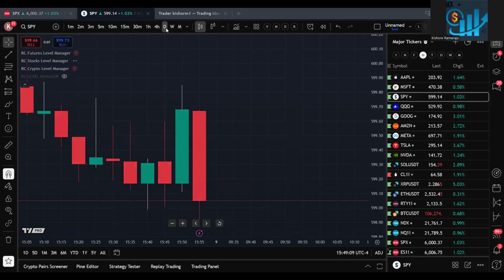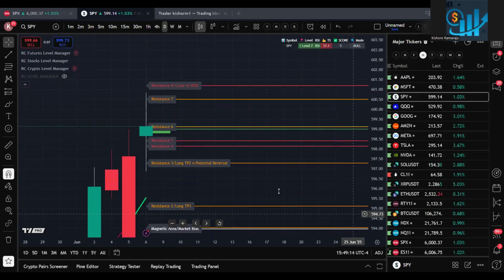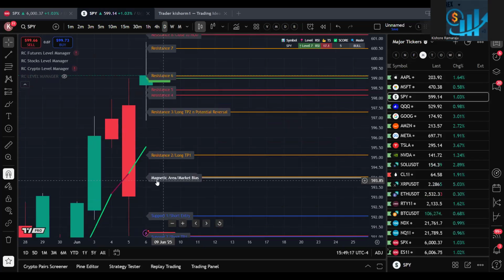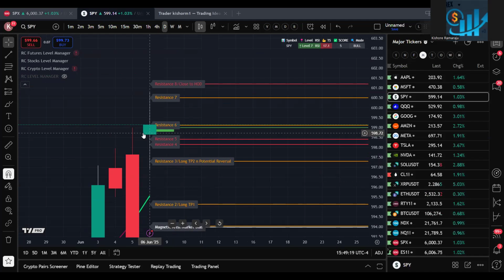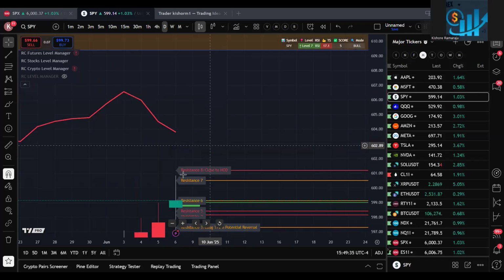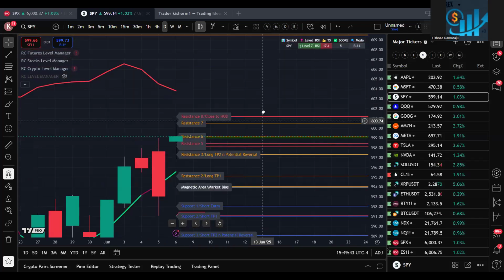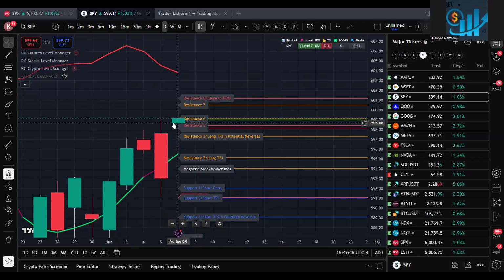Let's look at SPY. If you look at SPY, it is above the magnetic area. The open was above the magnetic area, the close was above the magnetic area. That means unless there is any major event, the trend will continue. If there is any event tomorrow, CPI, PPI, job report or something, it can reverse. But otherwise, there is a high possibility the trend will continue for another 2-3 days until SPY goes above and then drops.